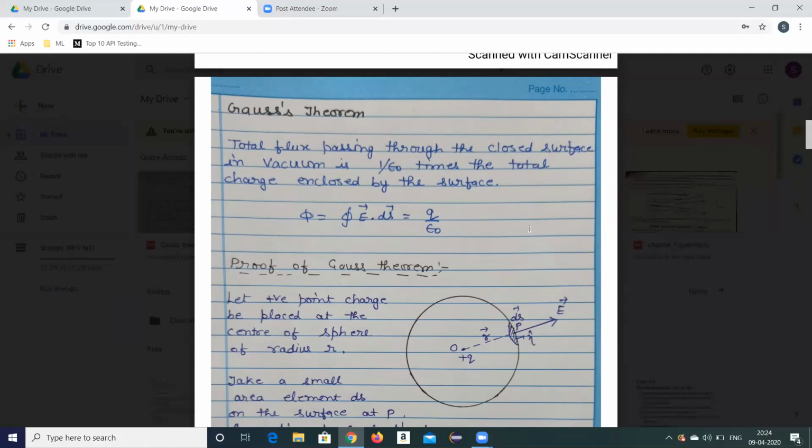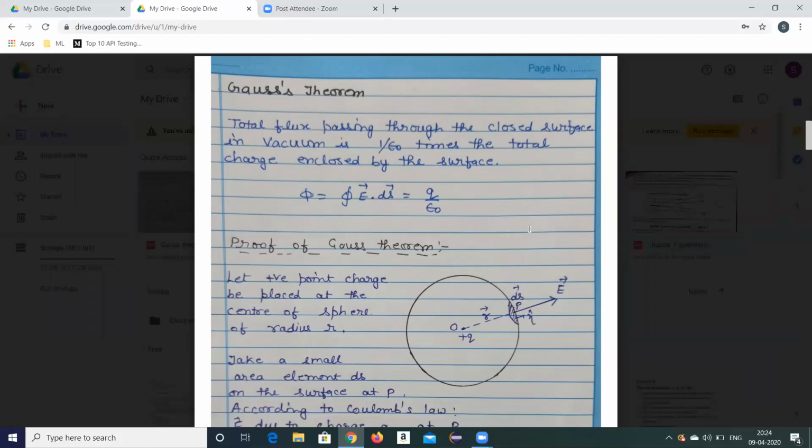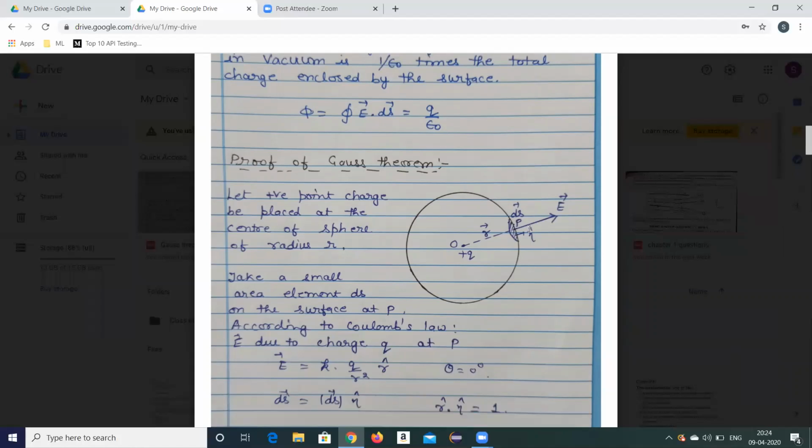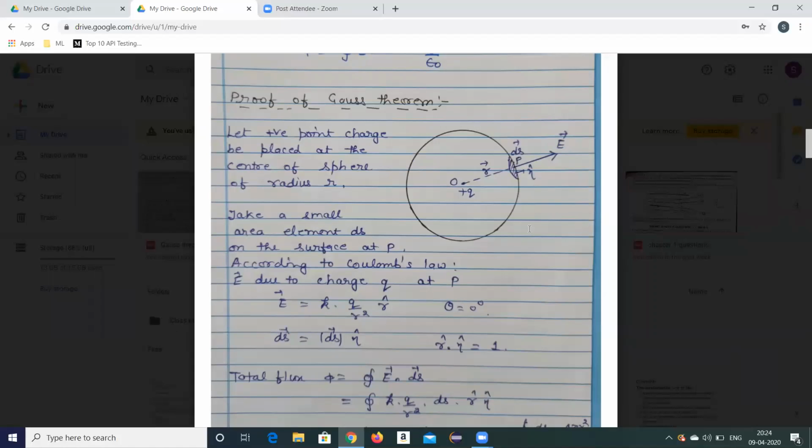Now here there are two definitions of Gauss theorem. First, we can define it in the form of closed integration E dot ds, and in the other definition phi is equal to Q upon epsilon naught. Now we are doing another derivation, the proof of Gauss theorem. Let a positive point charge be placed at the center of a sphere of radius r.